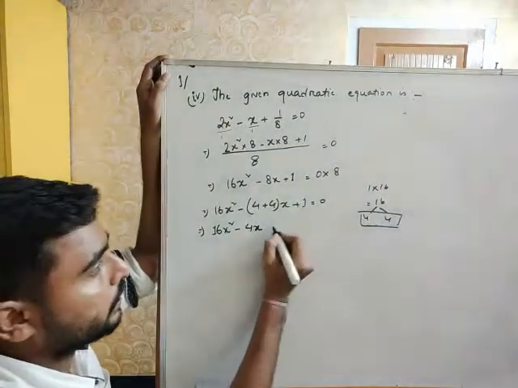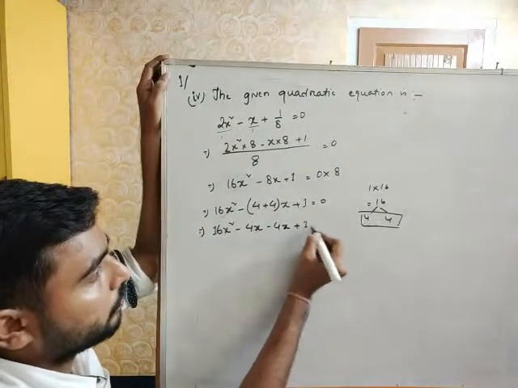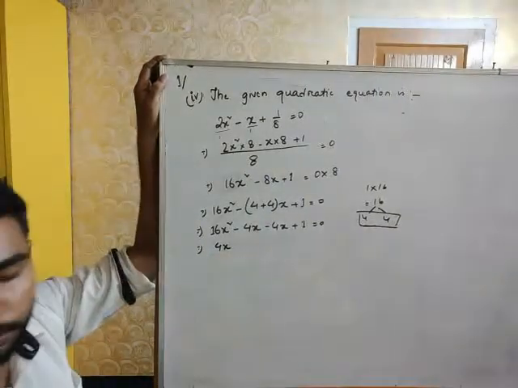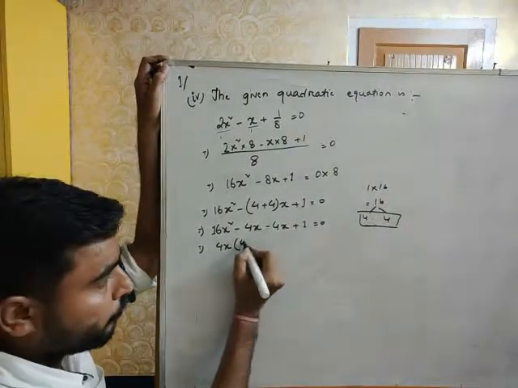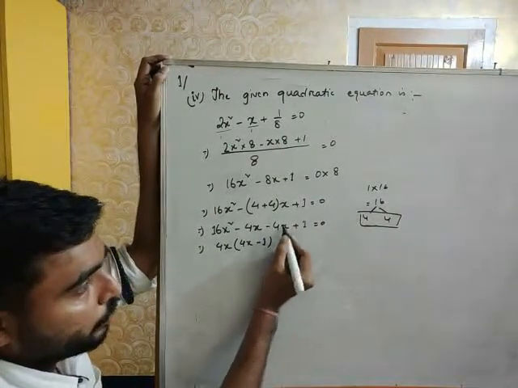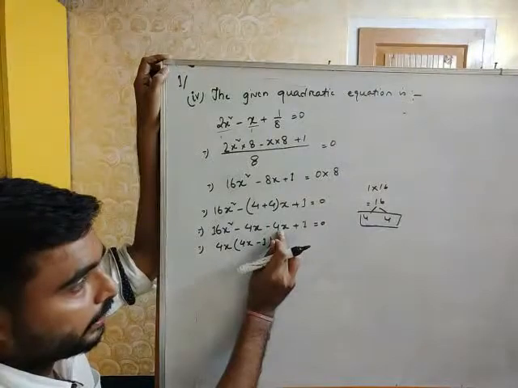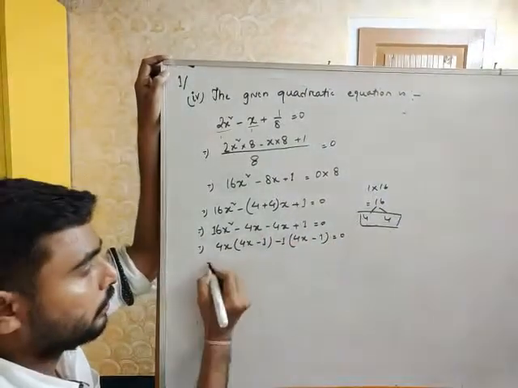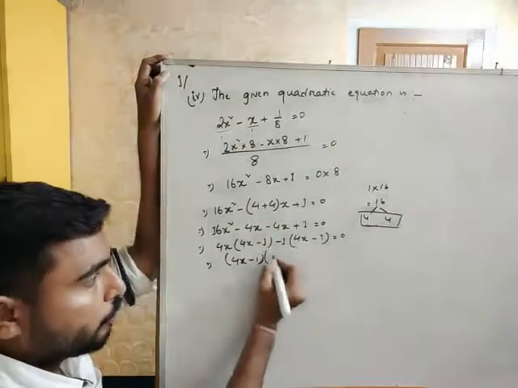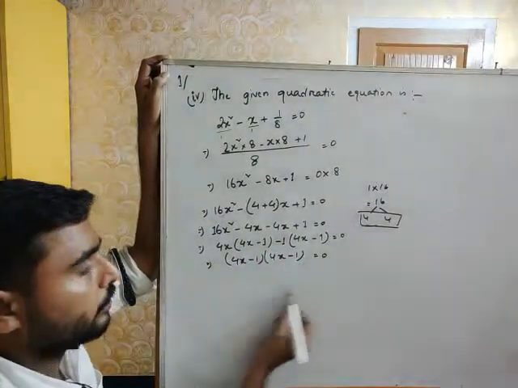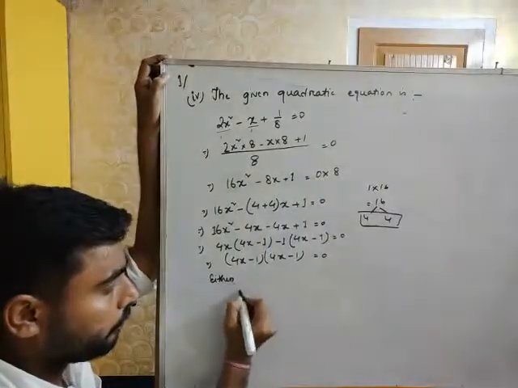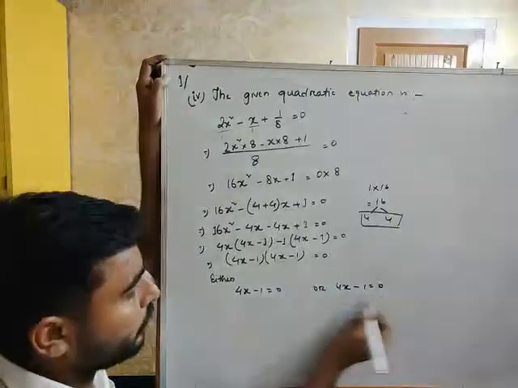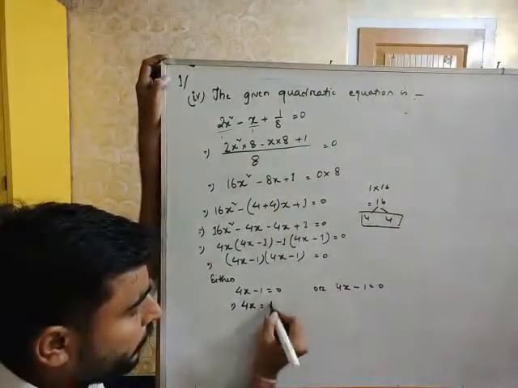4 into x is 4x. 4x has been taken as common. Here 4x remains, here minus 1 remains. So now the first, here 4x is negative. If I take minus 1 common, it will become positive and minus 1. So 4x minus 1 into 4x minus 1 is equal to 0. So either 4x minus 1 is equal to 0 or 4x minus 1 is equal to 0, which implies 4x is equal to 1.